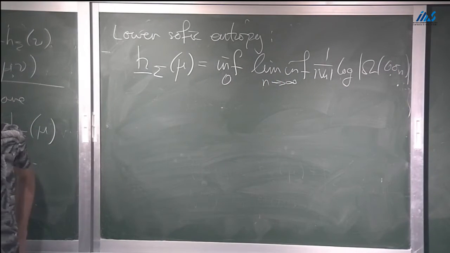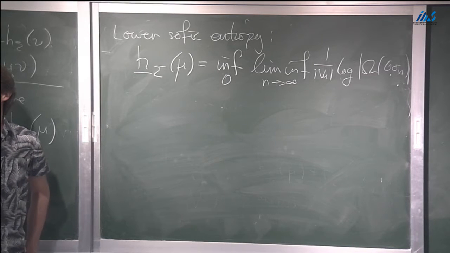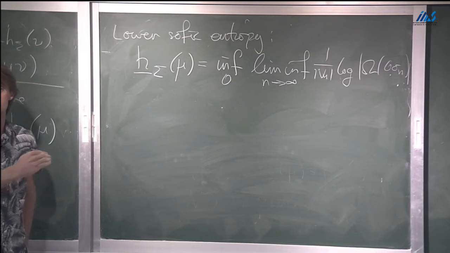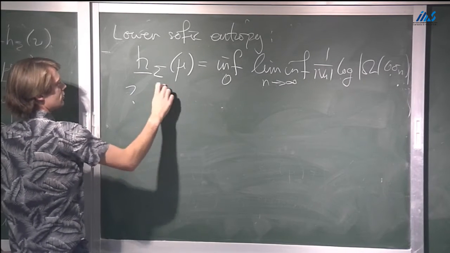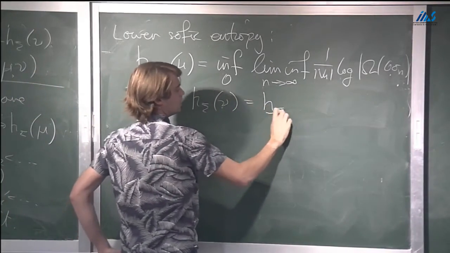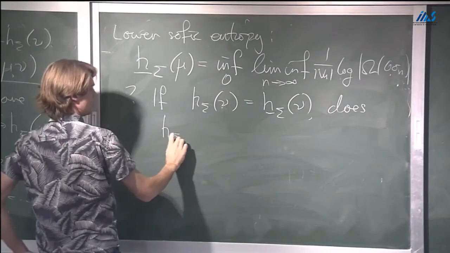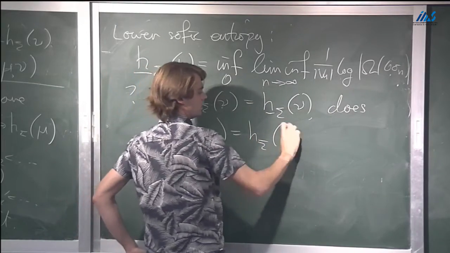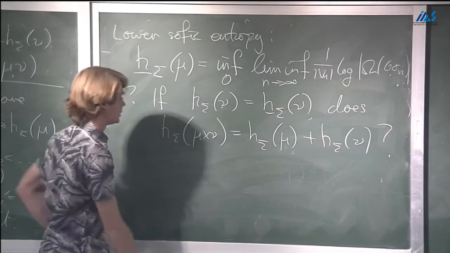So now what I want to do is, do you recover additivity if you assume that one of your measures has entropy equal to its lower Sofic entropy, which is basically telling you that you get convergence of these numbers along the whole sequence? So let's do the second one. Does h sigma of the product always equal the sum of the h sigmas? Okay, the answer is still no.